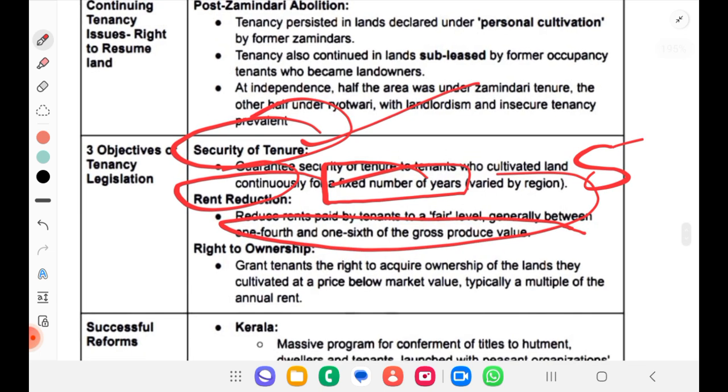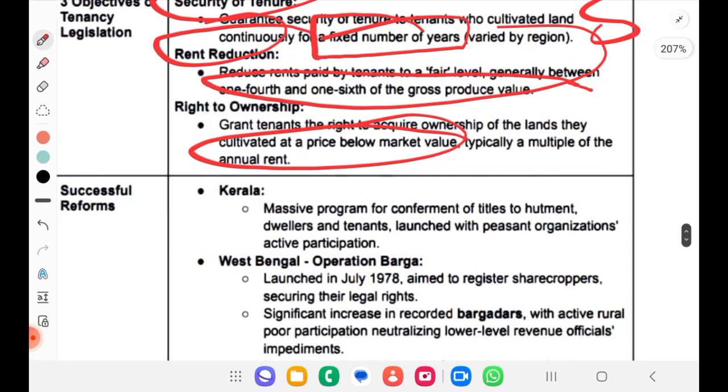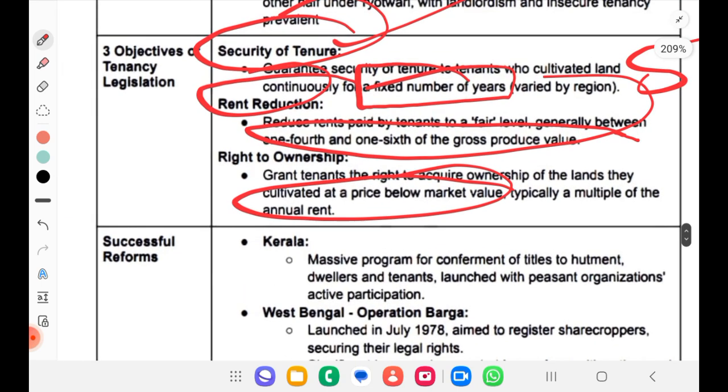So right to ownership. Grant tenants the right to acquire ownership of the lands they cultivated at a price below market price. Okay. Typically a multiple of the annual rent. So this was the thing. So because of this, we already saw zamindari abolition. Then we have seen tenancy reforms also, their ownership, securing their tenure, rent reduction, and also a kind of right to ownership. So it was successful in some parts.